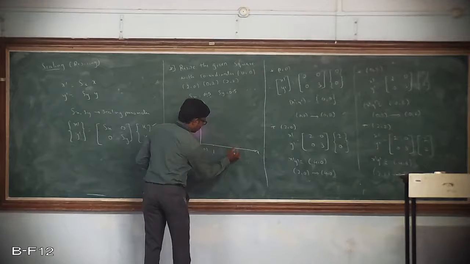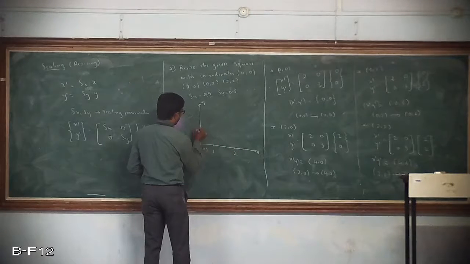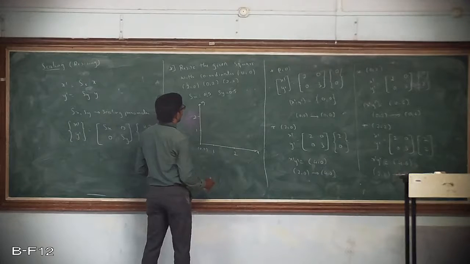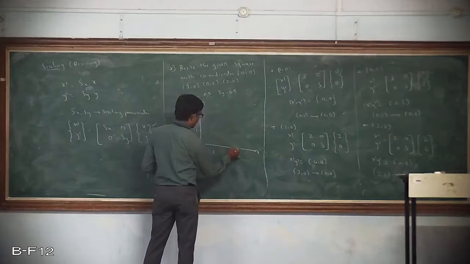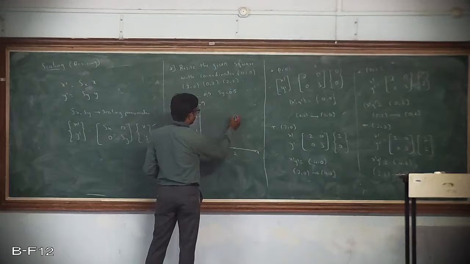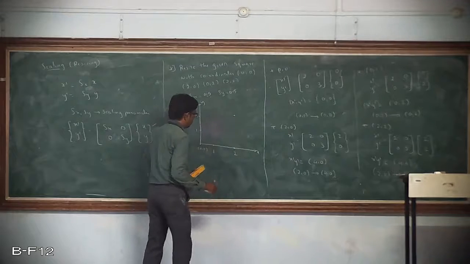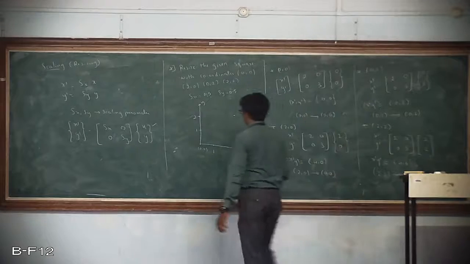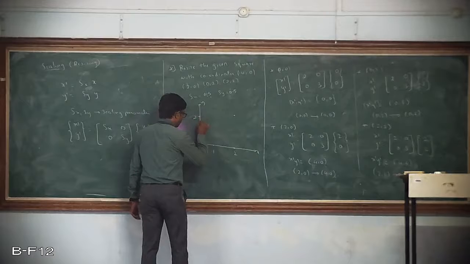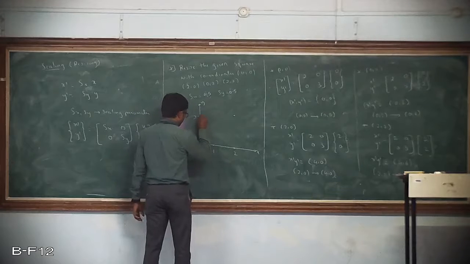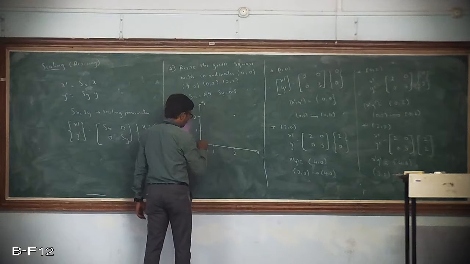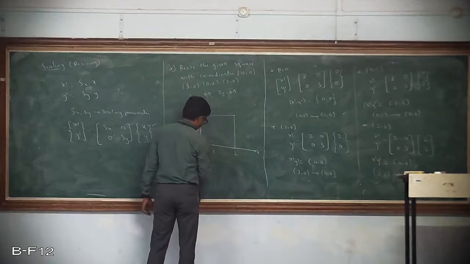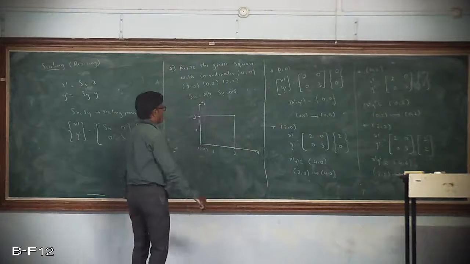1, 2, 1, 2. Okay, first point is 0, 0. Second is 2, 0. Third is 0, 2. And this is 2, 2. So this is an original square.